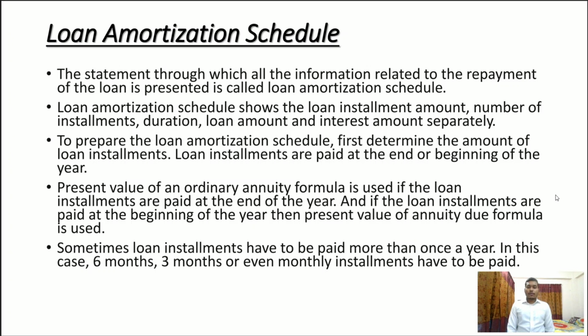To prepare the loan amortization schedule, first determine the amount of loan installments. Loan installments are paid at the end or beginning of the year. The present value of an ordinary annuity formula is used if the loan installments are paid at the end of the year. And if the loan installments are paid at the beginning of the year, then the present value of annuity due formula is used. Sometimes loan installments have to be paid more than once a year. In this case, 6 months, 3 months, or even monthly installments have to be paid. Let's move to the spreadsheet to see a live demonstration of computation of loan amortization.